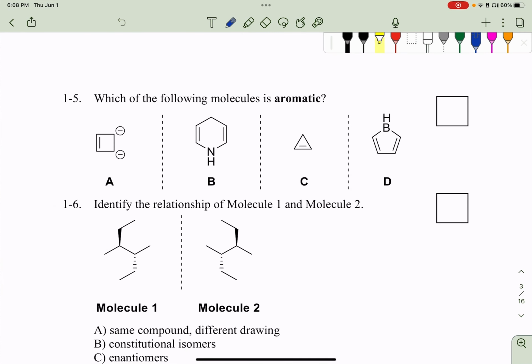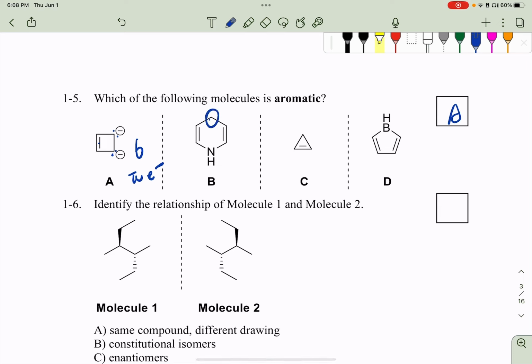So let's go back and search for these molecules. First molecule, it is planar, and then we have 1, 2, 3, 4, 5, 6. We have 6 pi electrons. So A is right, but it looks a little bit weird. So let's look at B, C, and D and see if we can rule them out.